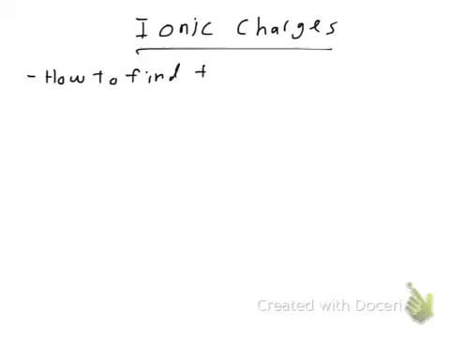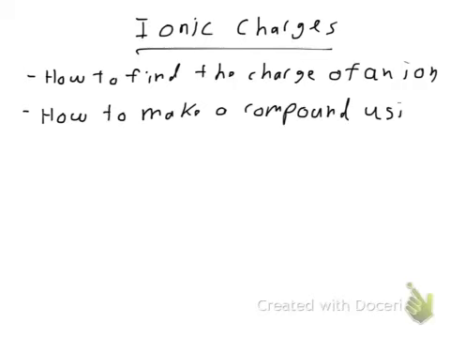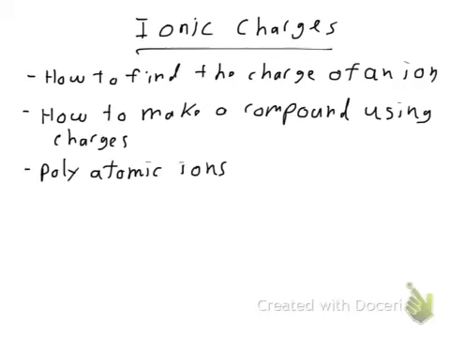This video is an explanation of the charges and ionic bonding. First thing we're going to talk about is how to find the charge of an ion. Second thing we're going to talk about is how to make a compound using the charges. And the last thing we're going to talk about are the polyatomic ions.